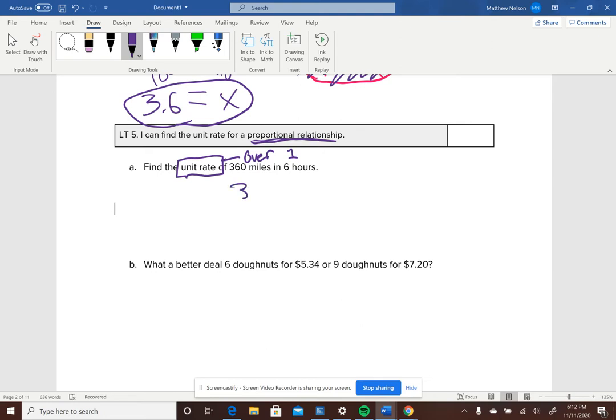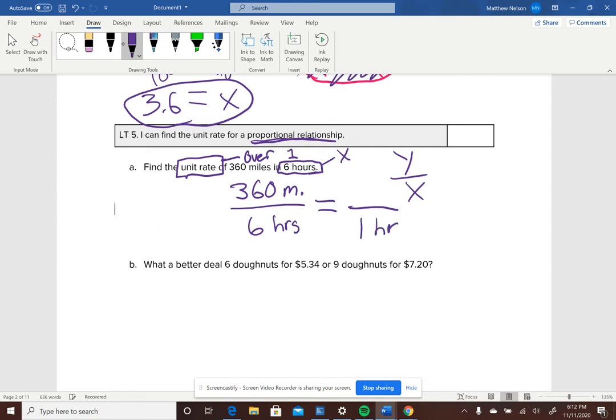So here, if we're doing 360 miles, I'm going to put that on top because I want my 1 to be on the bottom, which means it's going to be 6 hours. I can make that into 1. Also, generally speaking, hours is going to be our x value, and we typically write it as y over x. Therefore, 360 is our y, and 6 hours is our x. And then we're going to set this equal to something over 1 because we want our unit rate to be over 1. So what do we have to do to get from 6 hours to 1 hour?